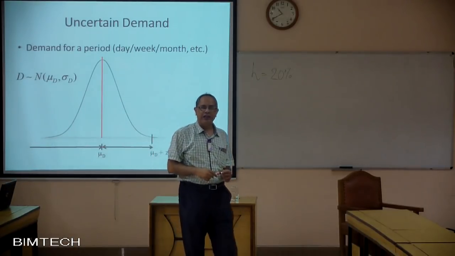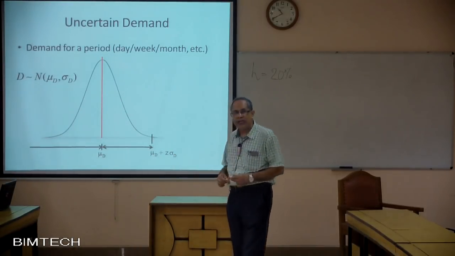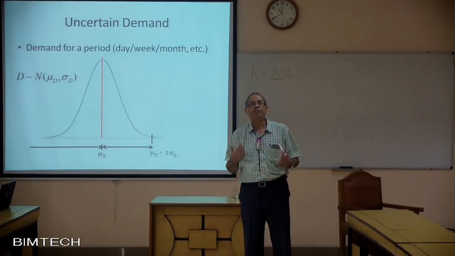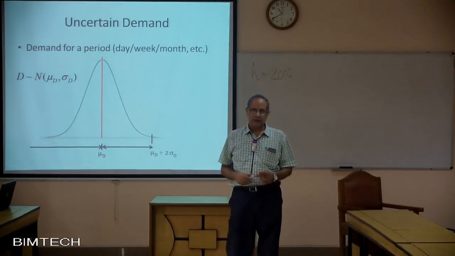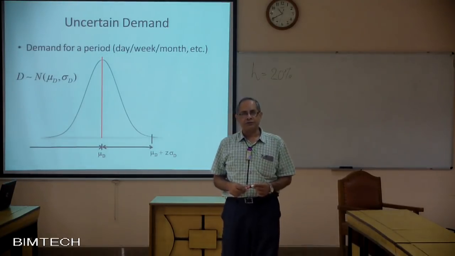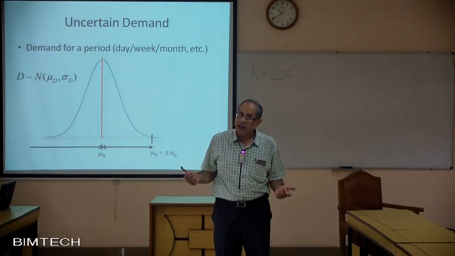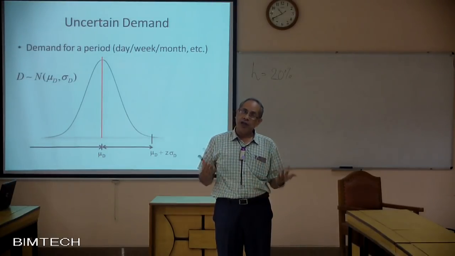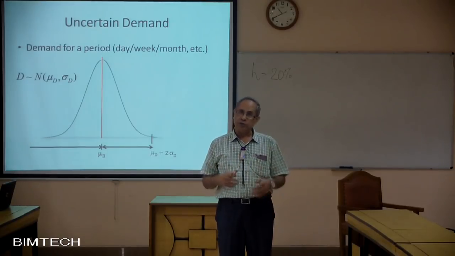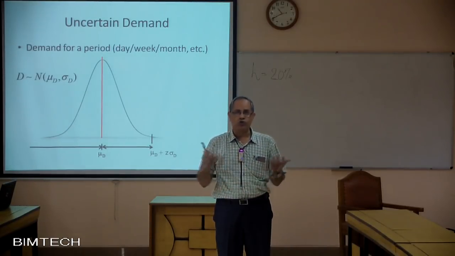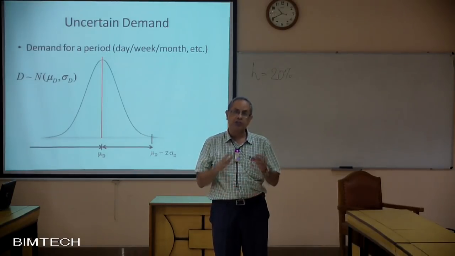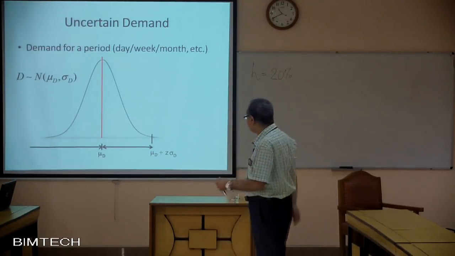So the mean and the standard deviation, the mu d and the standard deviation sigma d, they are the per period mean and standard deviation. Like I said, the period can be anything. It can be per hour, per week, per day, per quarter, per month. So you can choose, or whatever the data tells us, but it is per period. Very good.